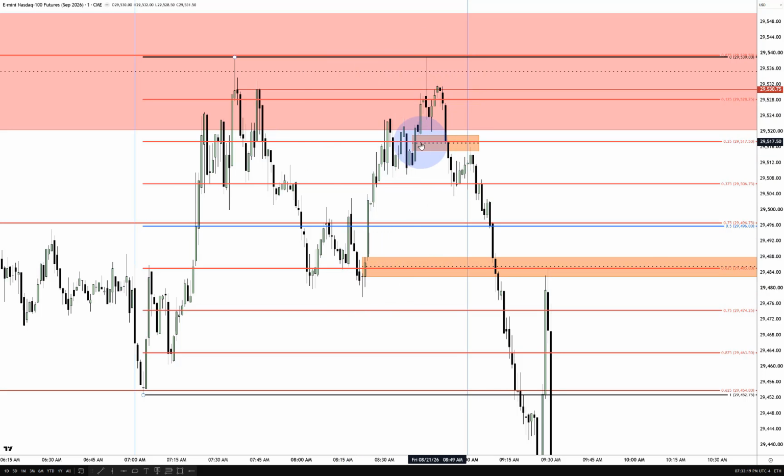That fair value gap right here, why is it valid for an inversion fair value gap? Because it's sitting right there on the upper quadrant at 0.25. You see that? Isn't that perfect? Isn't that what you would expect if the market was algorithmic?